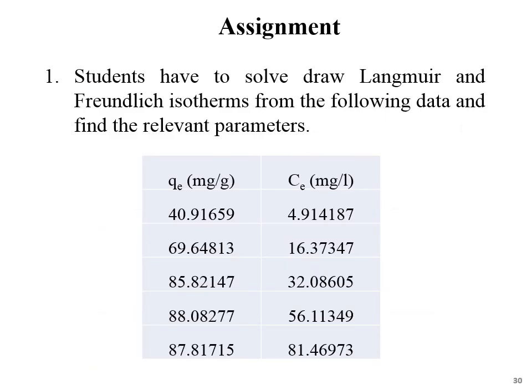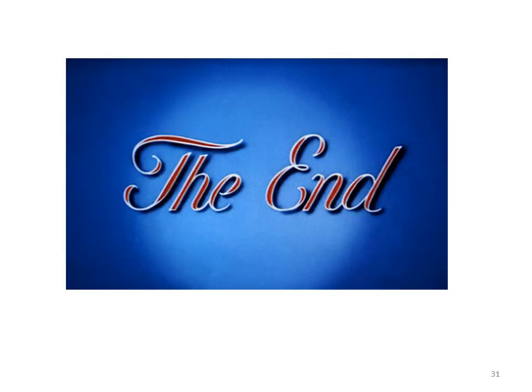Here is an assignment for the students. Students have to draw Langmuir and Freundlich adsorption isotherm from the following data and find the relevant parameters, and these parameters will be n in case of Freundlich adsorption isotherm, and in case of Langmuir adsorption isotherm the unknown parameters can also be calculated. So that is the end of this lecture.